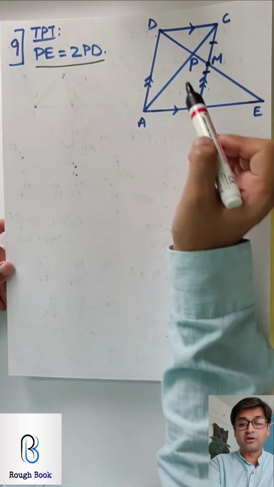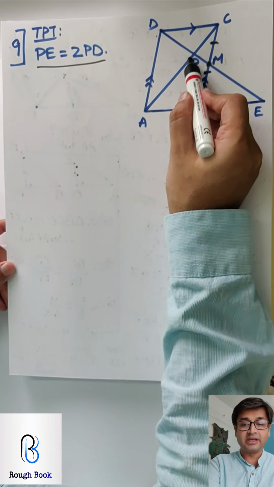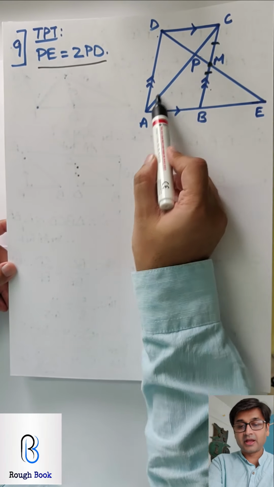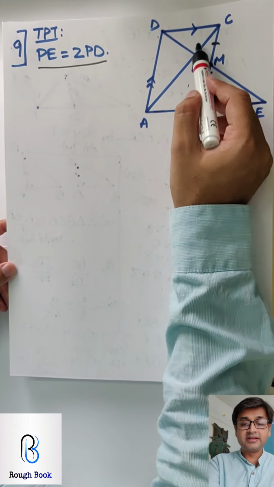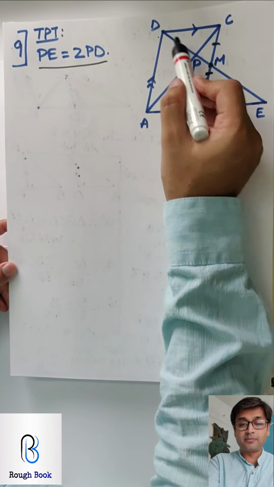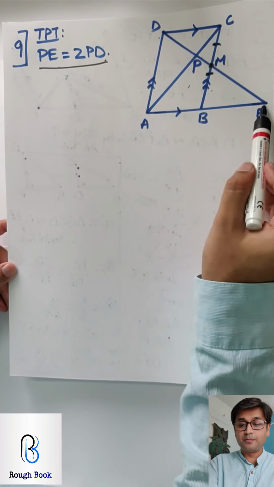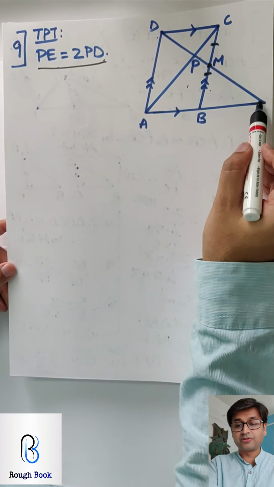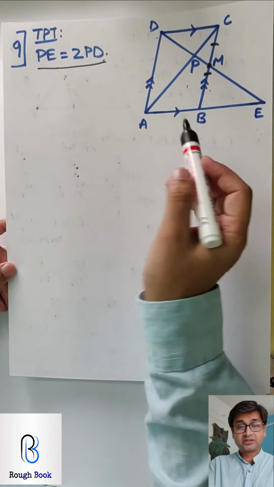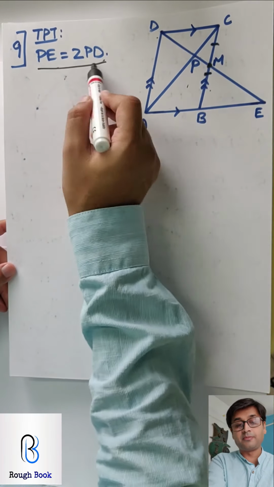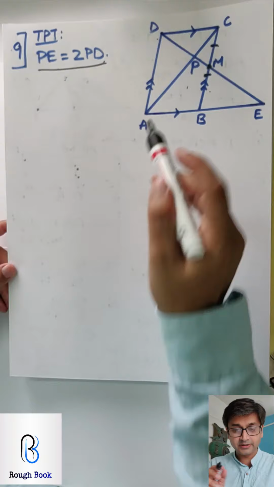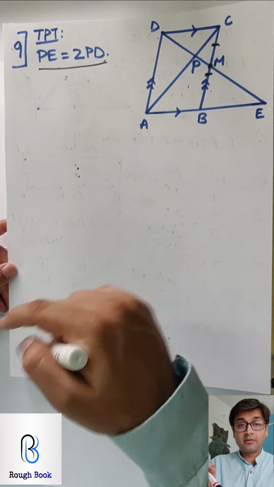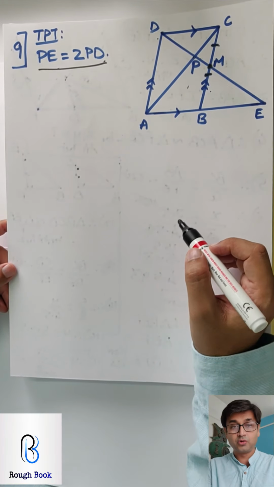If I want to prove PE double of PD, common sense, I have to pick up triangle PEA and PDC. Prove these two triangles similar. Can you see PDC and PAE, the opposite triangles? I can easily prove them similar, and then say PE upon PD equals AE upon DC. But before I do that, I have to first prove that AE upon DC is 2 by 1, so that I can substitute that for PE upon PD. Got the logic?